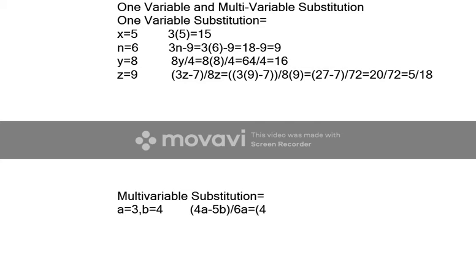So that'll be 4 times 3 minus 5 times 4 divided by 6 times 3. And so let's do all of the calculations. So 4 times 3 is 12 minus 5 times 4, which is 20, divided by 6 times 3, which is 18. And then we have one more step, which is simplifying what's in the parentheses again.